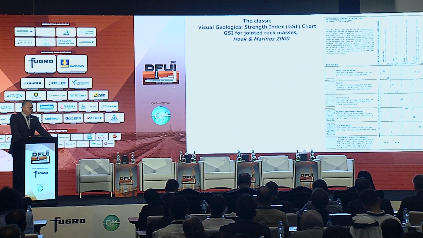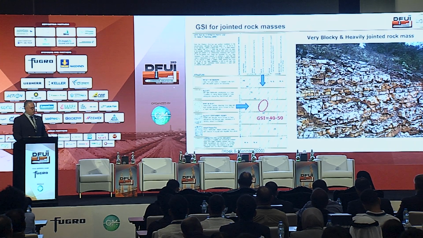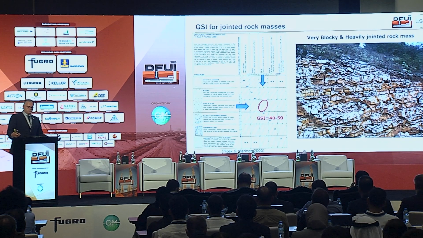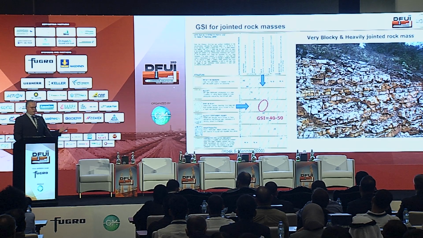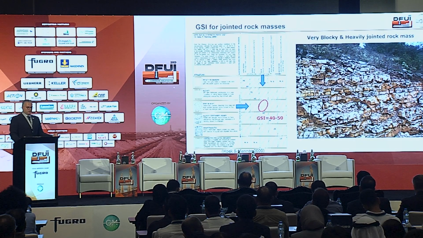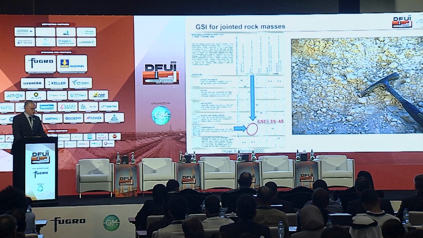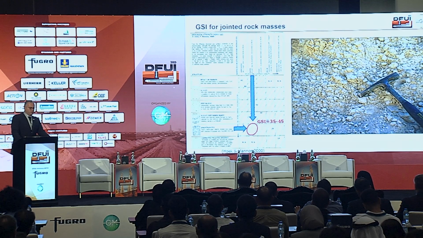So based on the structure of the material and based on discontinuities, you can assess here, for example, a very blocky and heavily jointed rock mass, whether in the core, in the outcrop, or in the tunnel face. What you can see, you can project on the chart. So you're not lost just in numbers, but you also visualize your material. And here is another example of a fractured limestone in a fault zone.